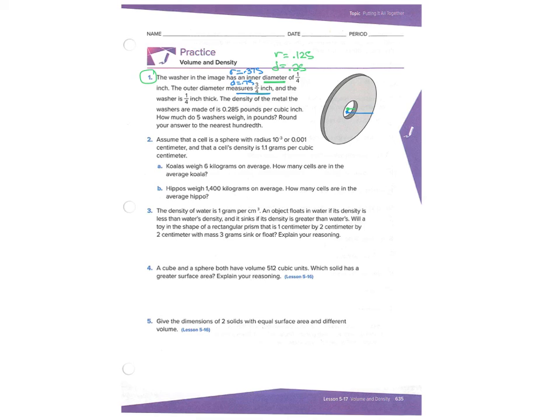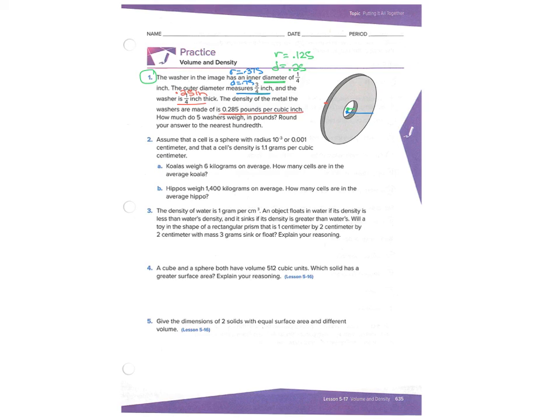It says the washer is 1/4 an inch thick. So let me grab my red for a minute. That's this thickness. This thickness is also 0.25 inches thick. It says the density of the metal washers is 0.285 pounds per cubic inch. So that's my mass per volume. How much do 5 washers weigh? I can't worry about the 5 until I know how much 1 washer weighs.